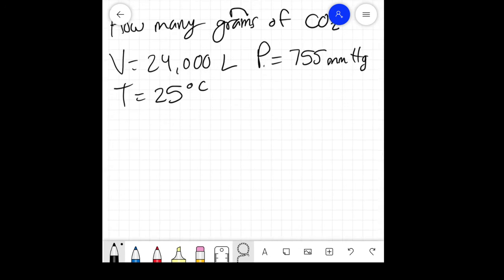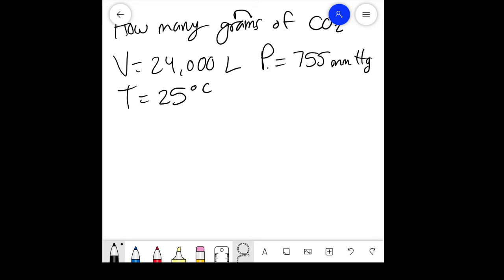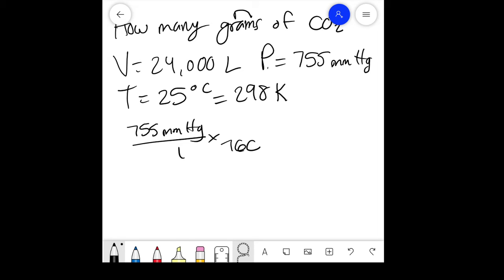One thing we do notice: the temperature isn't in Kelvin, this is 298 Kelvin, and our pressure is not in atmospheres, so we need to convert our pressure. Just like all our other conversions, over 1, the conversion from mmHg to atmospheres is 760 mmHg equals 1 atm. You put that in the calculator, and it's around 0.993 atmospheres. We have our Kelvin.